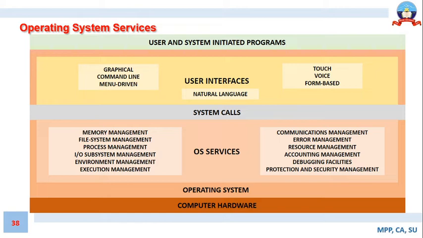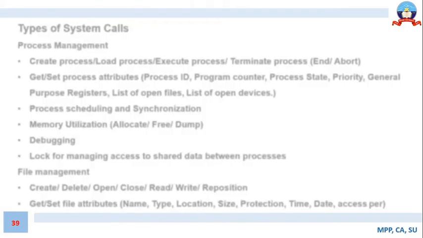If you can remember, we had concluded the previous class with a neat schematic representation of the various operating system services, where we had learned about the different types of user interface, the different types of operating system services, and how interaction takes place between the user interface and the operating system services through the system calls. So in today's class we will learn about the different types of system calls that are possible in an operating system.